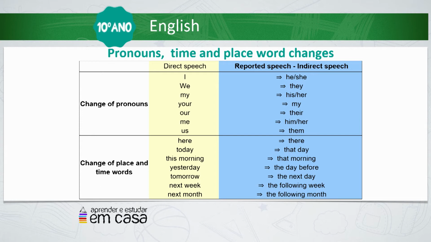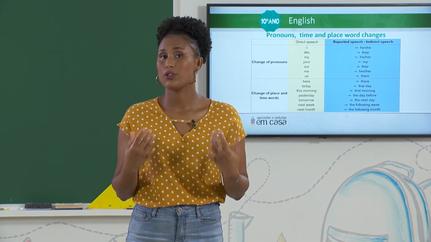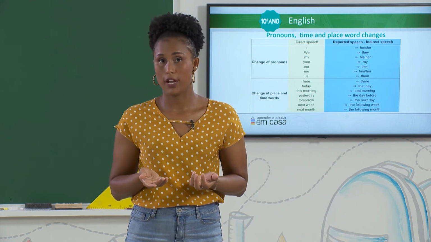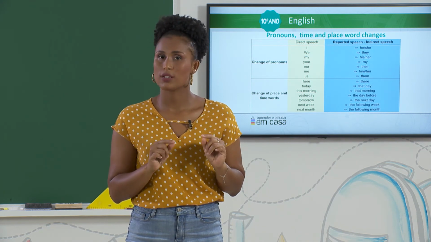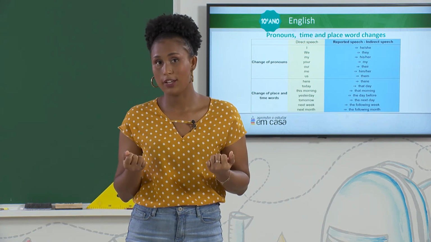We have here in direct speech, there for reported speech. Today, that day. This morning, that morning. Yesterday, the day before. Tomorrow, the next day. Next week, the following week. Next month, the following month. Students, these boxes are just a way to help you to write your sentence in an easy way, right? So, consult this box whenever you need to report someone else's speech, okay?